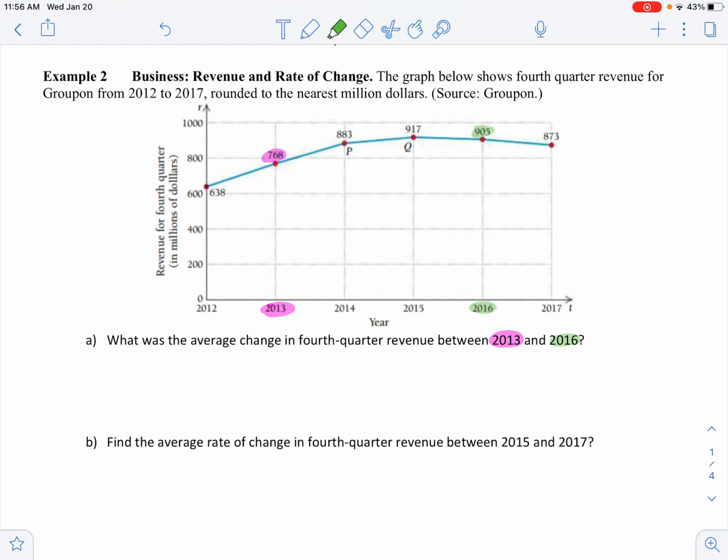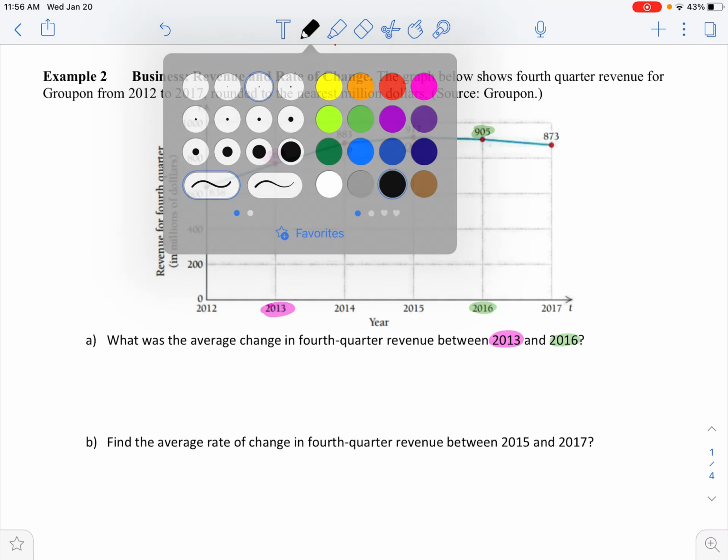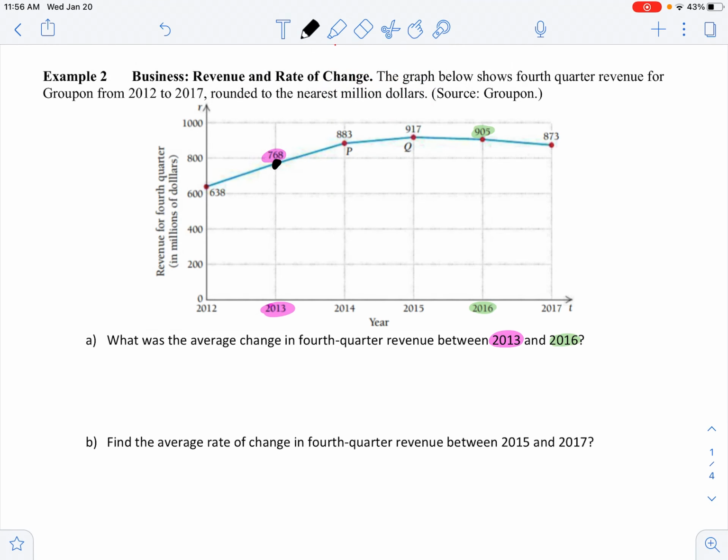So they're asking for the average rate of change. What they are asking for is, imagine drawing a straight line between these 2 points. They're asking for the slope of that straight line. So let's find the slope, okay? Let me write down the ordered pairs. The ordered pairs are 2013, $768 million. And the second ordered pair is 2016, and the corresponding y value was 905.